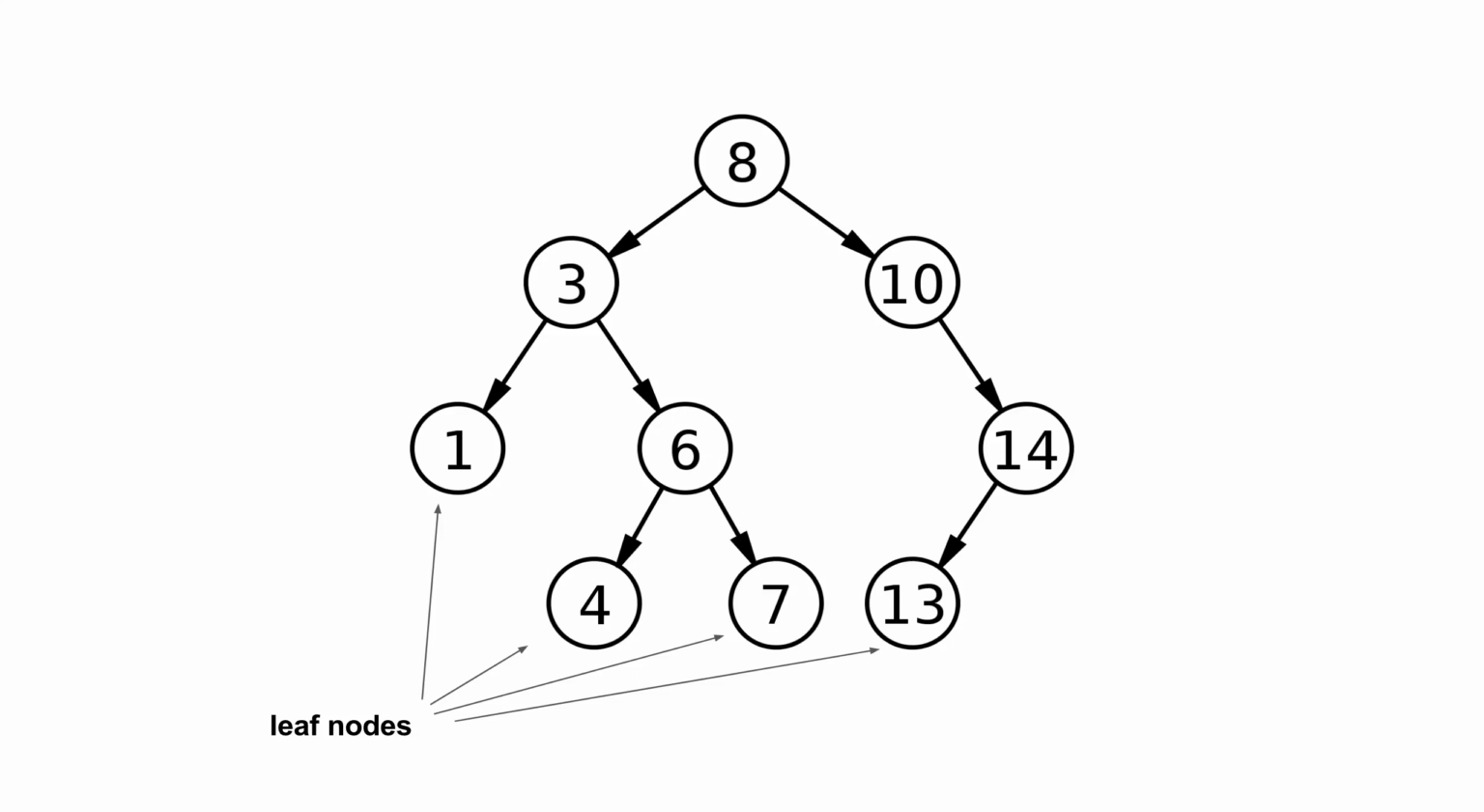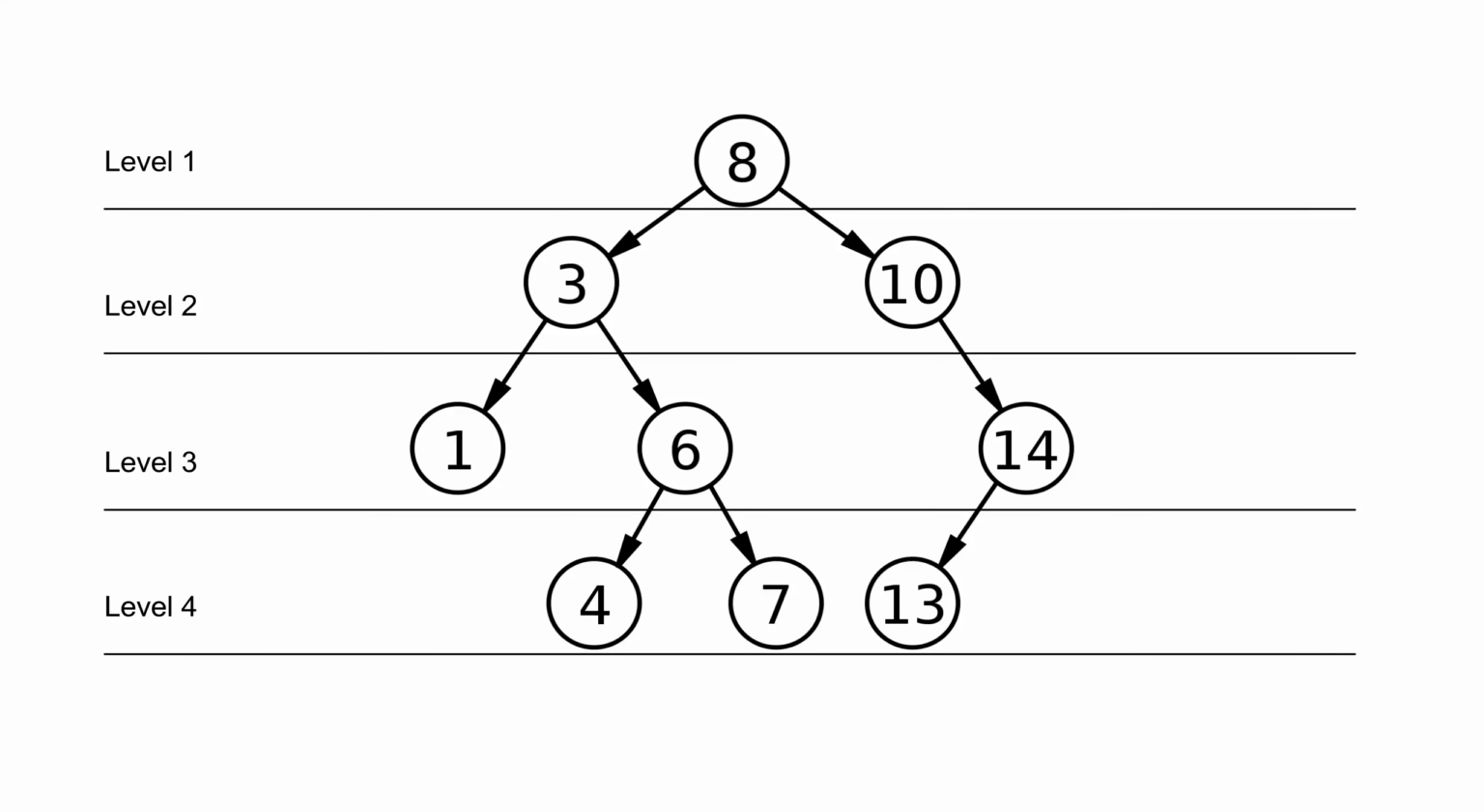Along with the root node, we also have specific naming for the nodes which don't have arrows leaving them, or equally as true, the nodes with no children. These are called the leaf nodes. And as you can see in the picture, in this binary search tree we have a total of 4 leaf nodes, the 1, 4, 7, and 13.